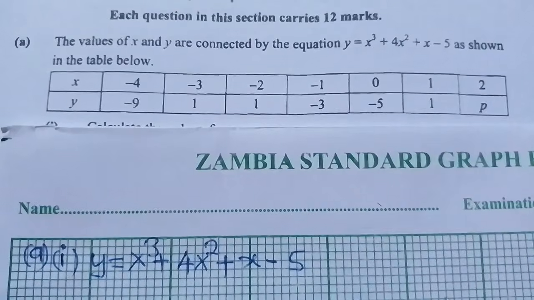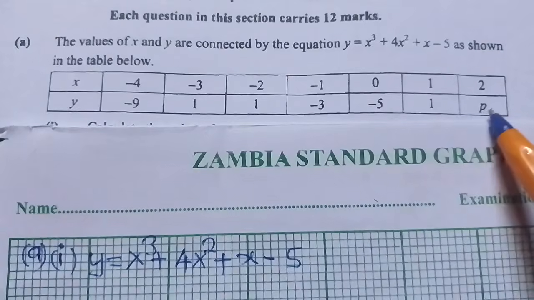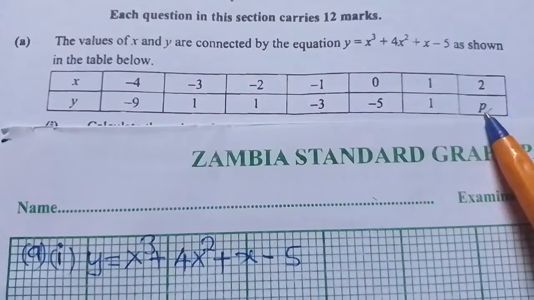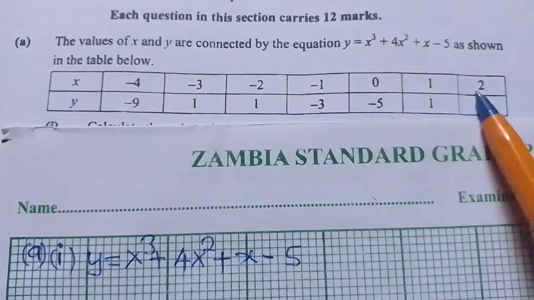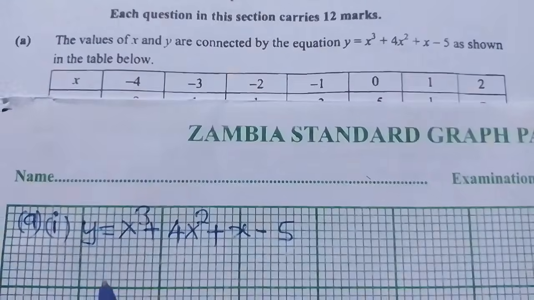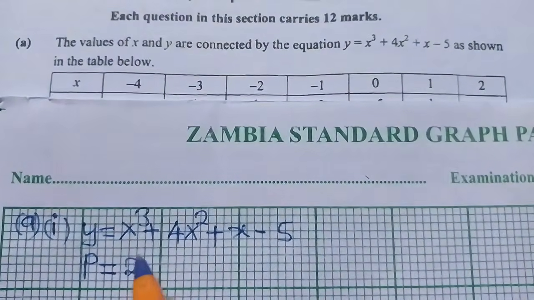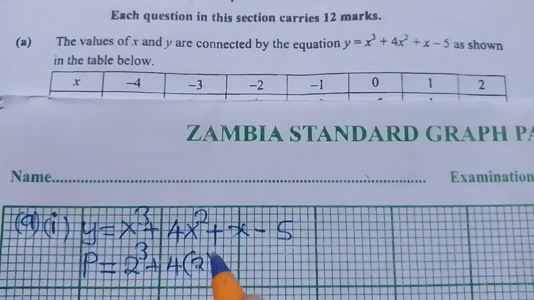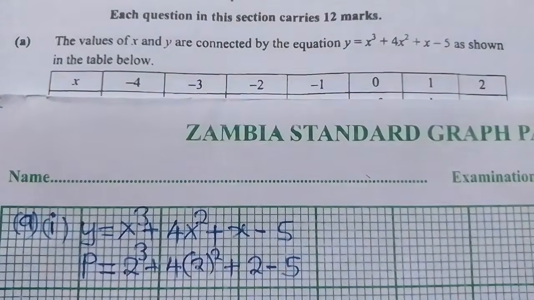So with this given equation, you are told to calculate the value of p. How can you calculate the value of p? Have you seen where p is? P is on the y-axis. So where there is y, you put p. On top of p, there is 2. 2 is on the x-axis. Where there is x, you put 2. Where there is y, you put p. That's how you need to solve it. So you say p is equal to, where there is x, you put 2, 2 cubed plus 4 times 2 squared plus 2 minus 5, like that.